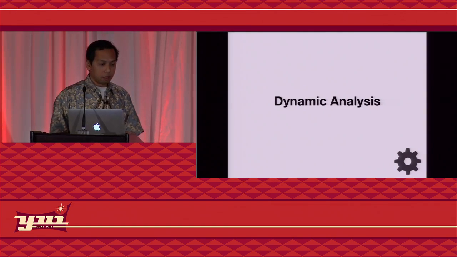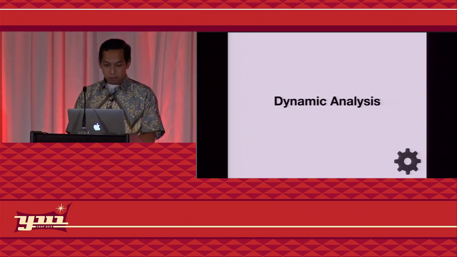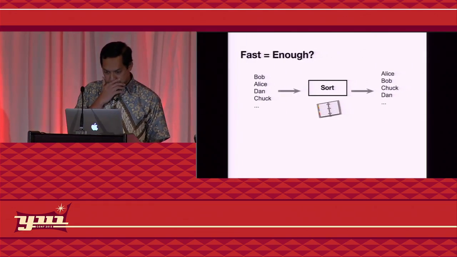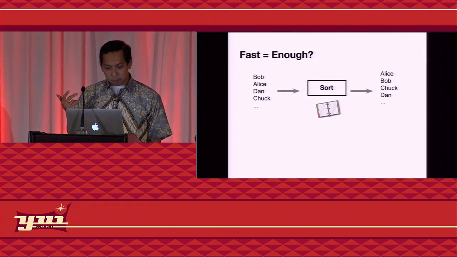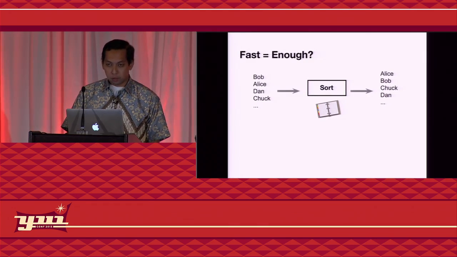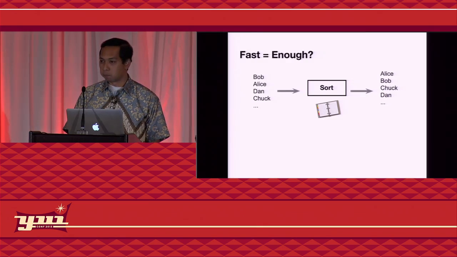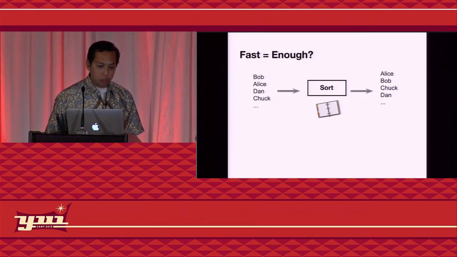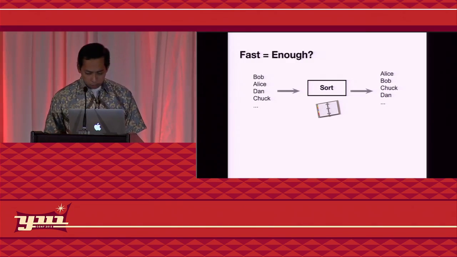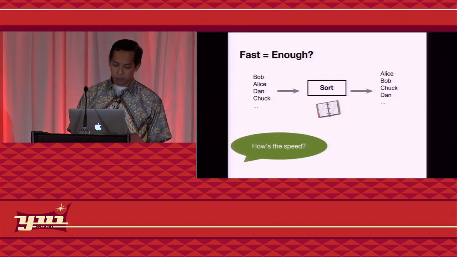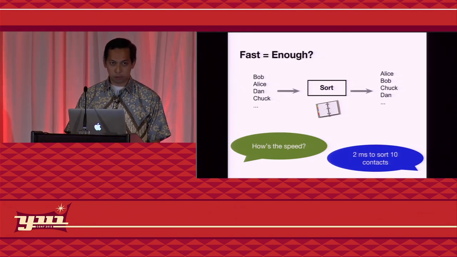syntax transformation. Let's go into dynamic code analysis. Oftentimes, you need to implement certain algorithms. You have an address book application, and there's a new engineer or an intern, and you give him the task of creating a sort function. After a while, you ask, how's the speed? And he says, fantastic, 10 contacts, 2 milliseconds, super fast.